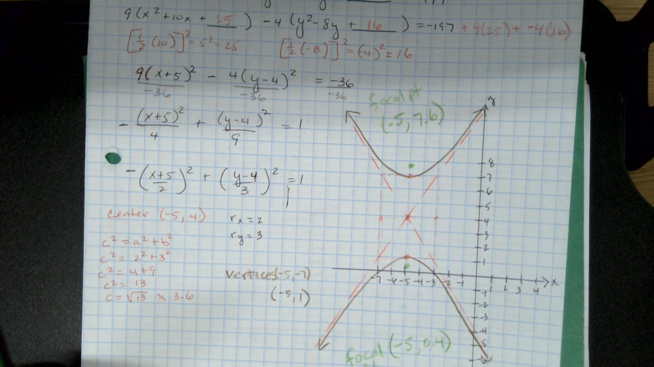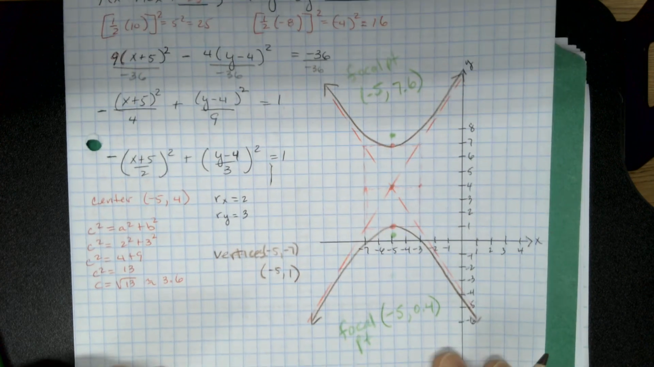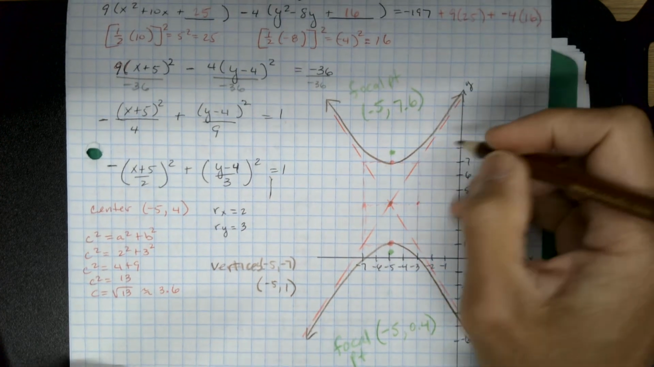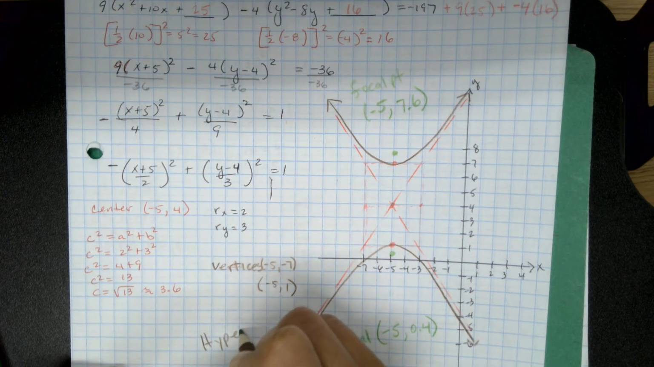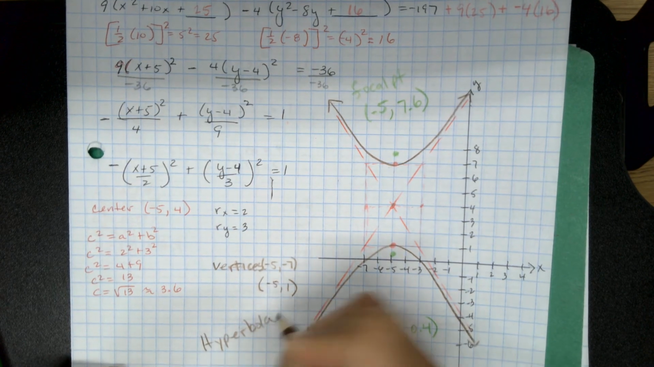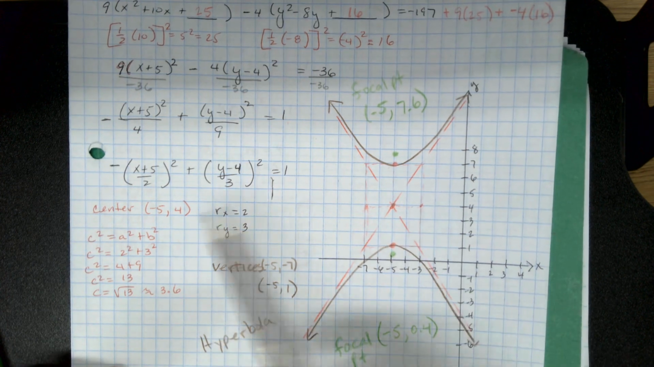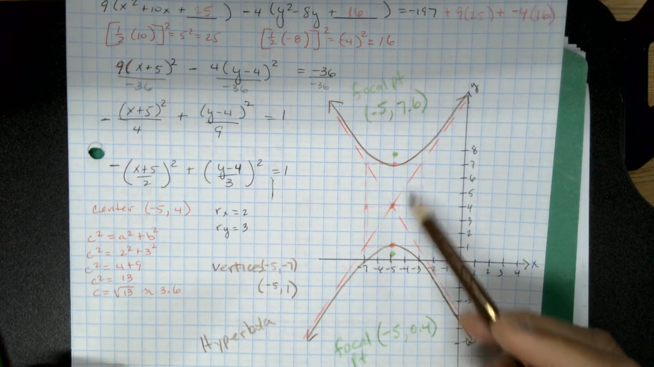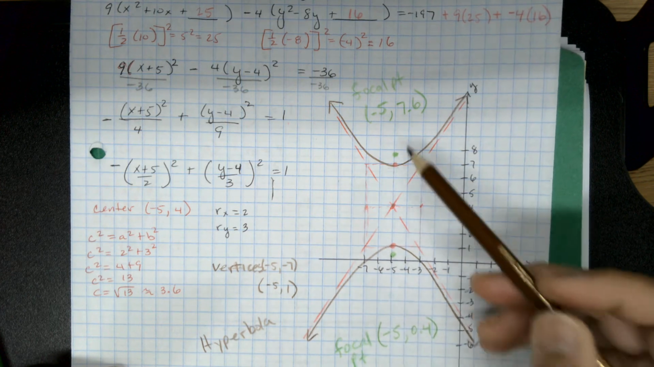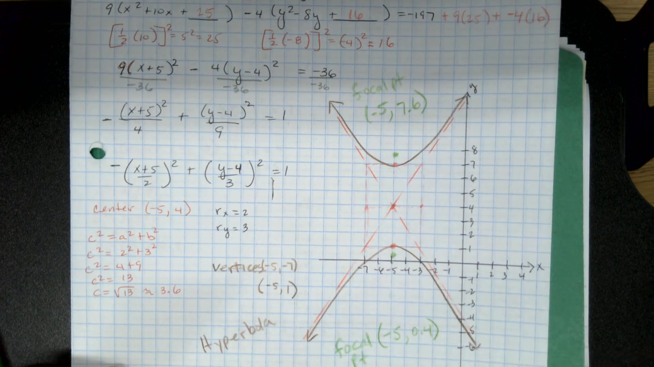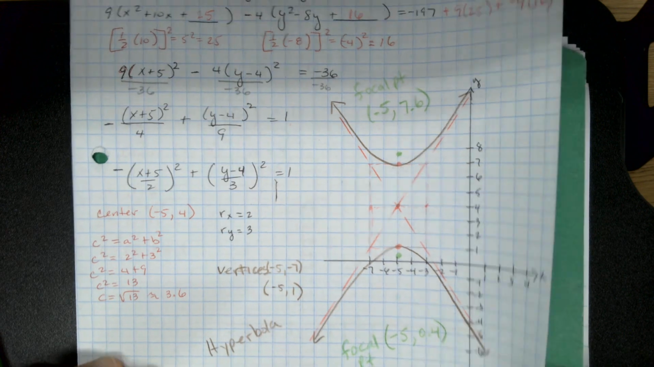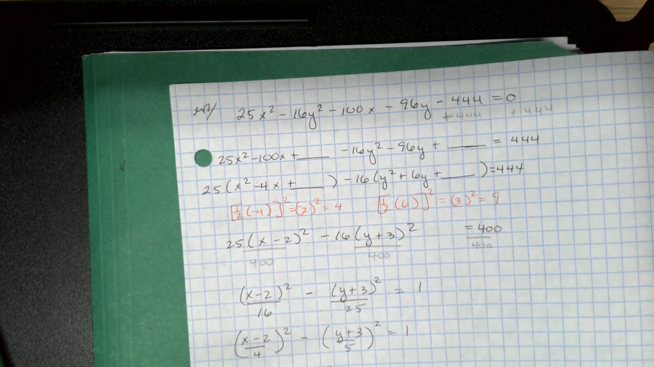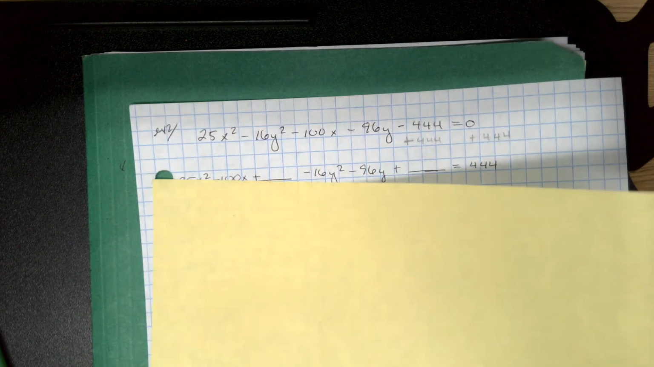Last thing, we're going to label this conic. This conic is a hyperbola. So just make sure you write that down somewhere on your paper. We found the center, we found the vertices right here, we found the focal points, and we're done with example 1. All right, next, let's go to example 2.